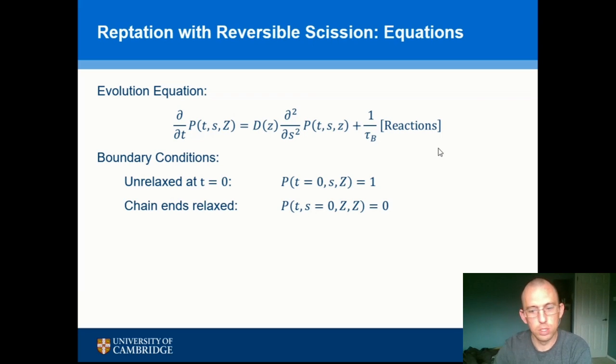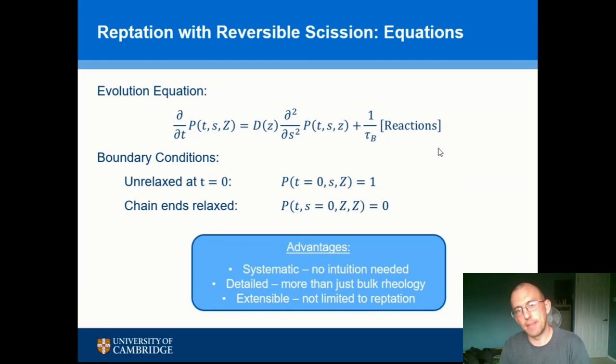Okay, so the advantages of this over the models that were done in the late 80s and early 90s is that this approach is systematic. There's no intuition needed. It is detailed in that it gives you the full picture of tube survival profiles at all molecular weights, all contour positions, gives you more information than just the bulk rheology, and that ends up being useful. You should see my other talk for more discussion on that.